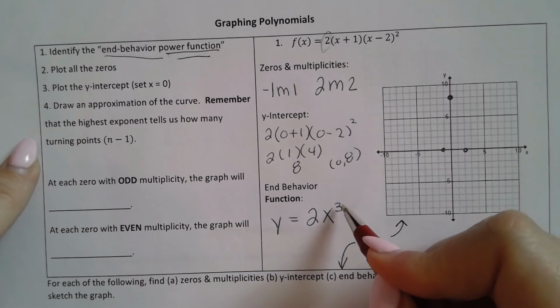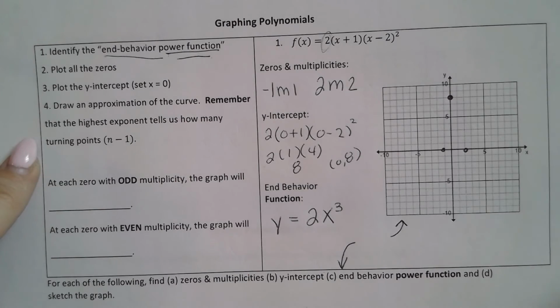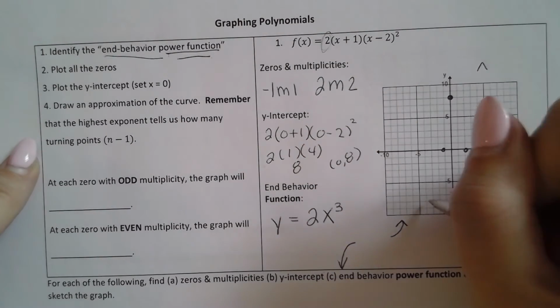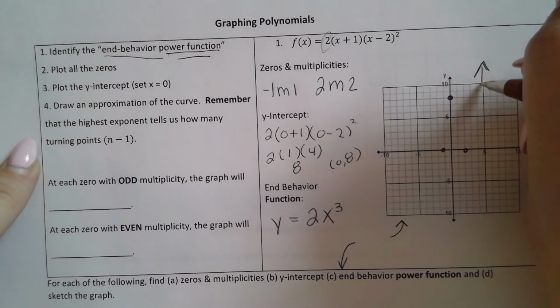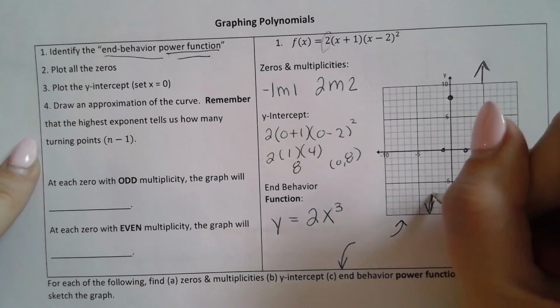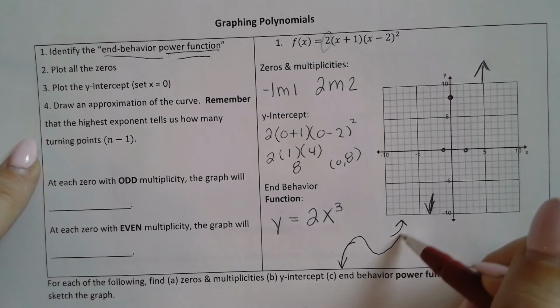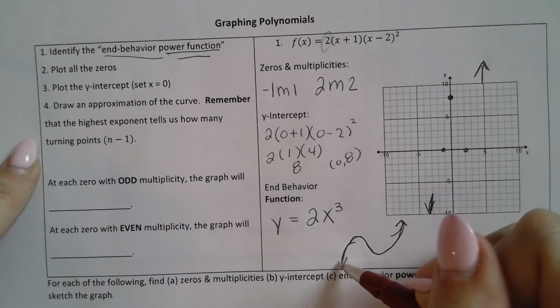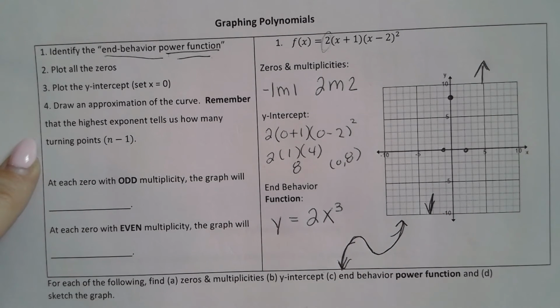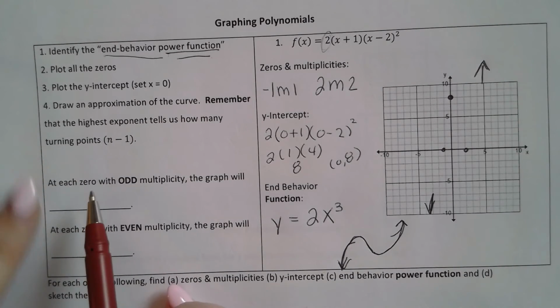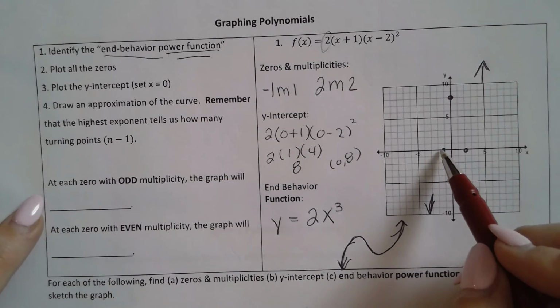And because this is x to the third, we're going to have 2 turning points. So it's going to start down. And we're going to have 2 turning points, so 1, 2. So it might look something like this. Okay, now we have to figure out what's going to happen at each of these zeros.